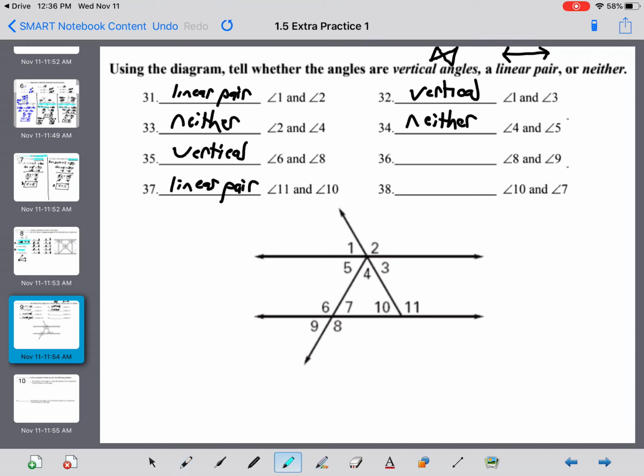Angle 8 and angle 9. Well, here's angle 8. Here's angle 9. And they generate a straight line, which means they are a linear pair.